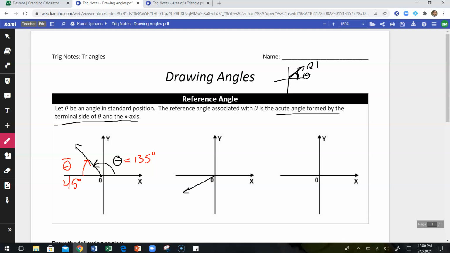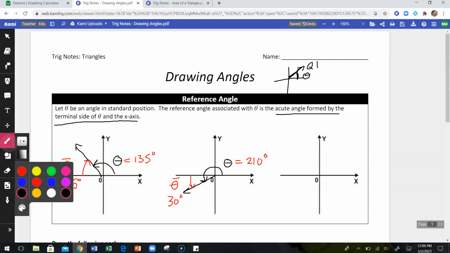So let's say we have an angle down here in quadrant 3. Again, to draw theta, I start at the positive x-axis and go all the way around. In this case, theta bar is this angle. Always go from the x-axis, the acute angle, to the terminal side. So that will be a reference angle. For example, let's say that theta was 210, then theta bar would be 30, right? It'd be 30 past 180. So there's an example there.